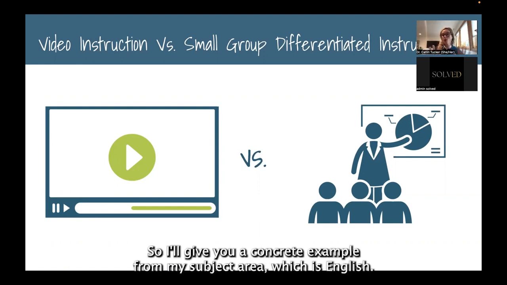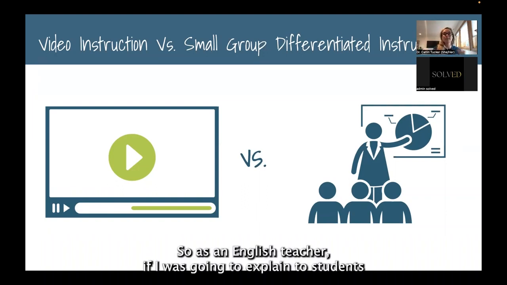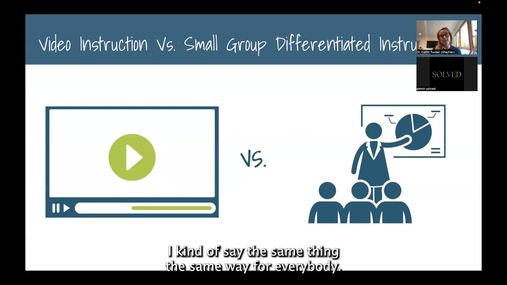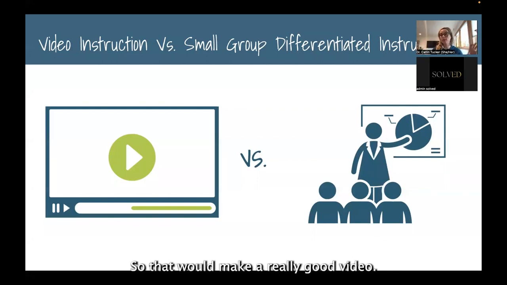So I'll give you a concrete example from my subject area, which is English. As an English teacher, if I was going to explain to students how to write a thesis statement, like what is a thesis statement, where does it go in your essay, and how do you write one, I say the same thing the same way for everybody. So that would make a really good video.